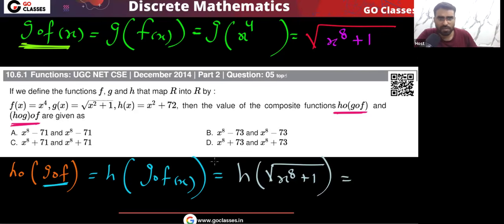Now, in this H, you put this in place of x. So what are you going to get? Instead of x, you put this, and you will get x square plus 73. The answer will be option D. Okay, is this clear? So very simple question, right?